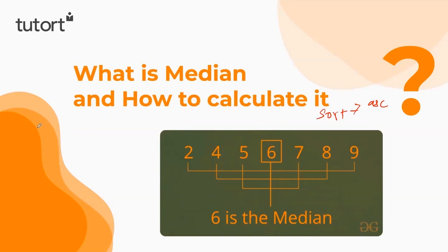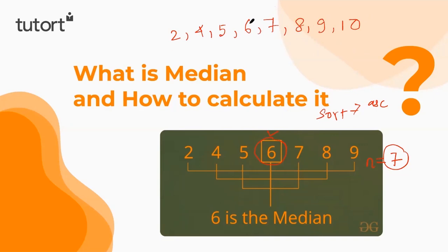Fine. So there can be two scenarios. Suppose in this case, we have how many data points? We have 7 data points. So when we have 7 data points, there will be only one middle value, right? Now take the example of an even number of data points. So that will be 2, 4, 5, 6, 7, 8, 9, and 10. So in this case, we have an even number of data points.